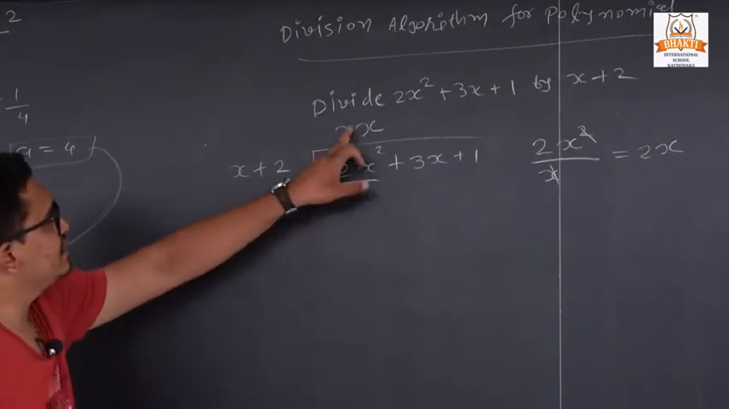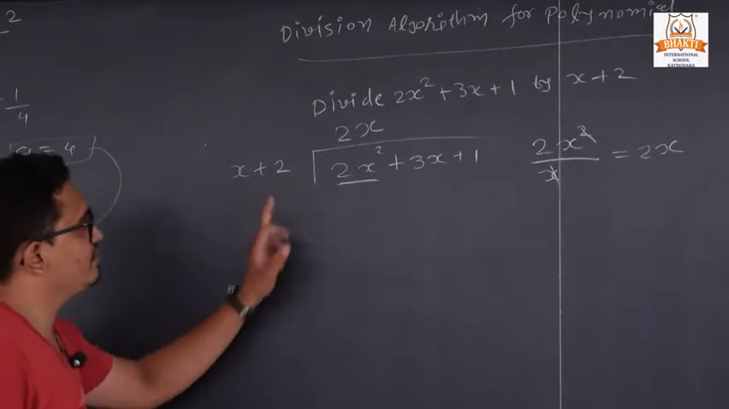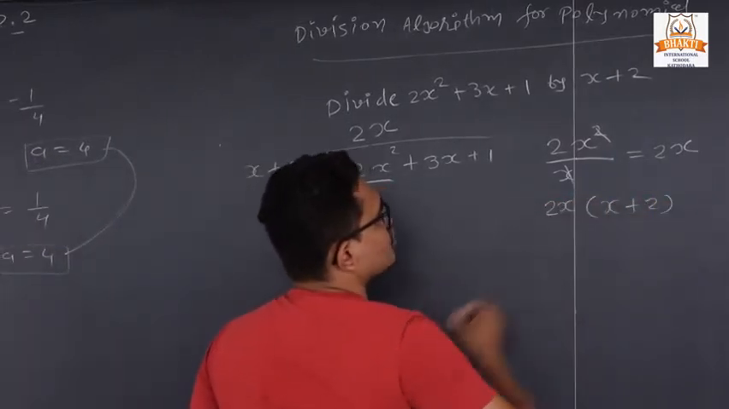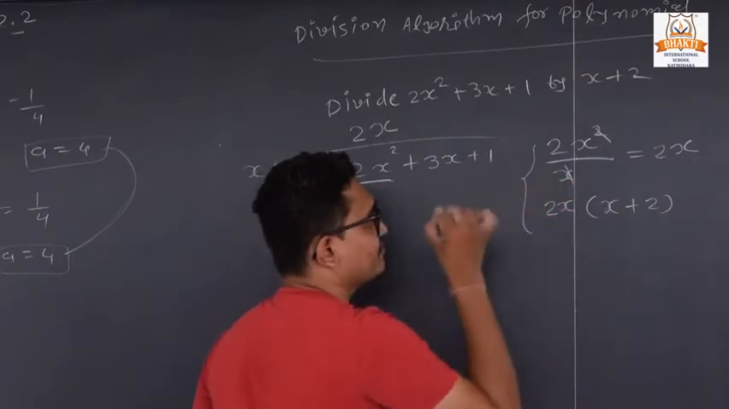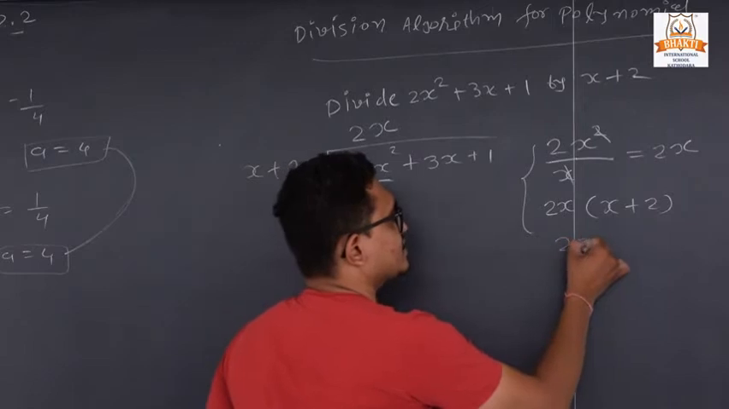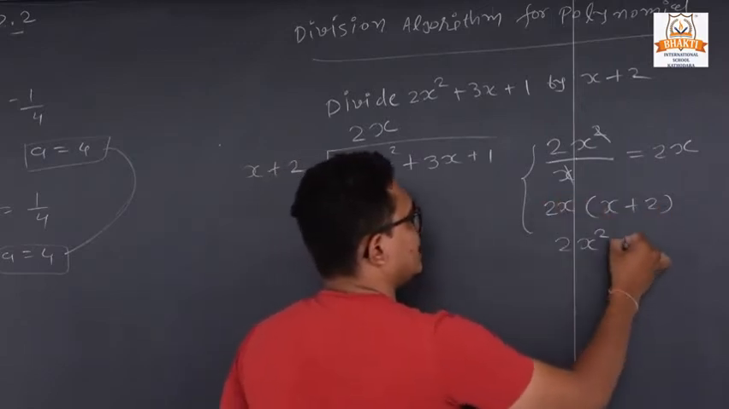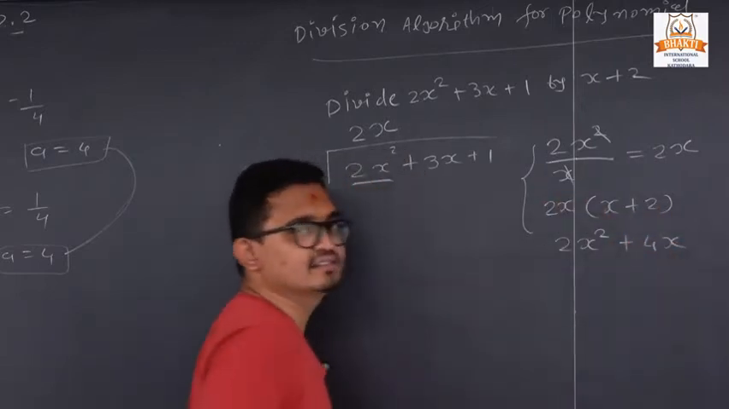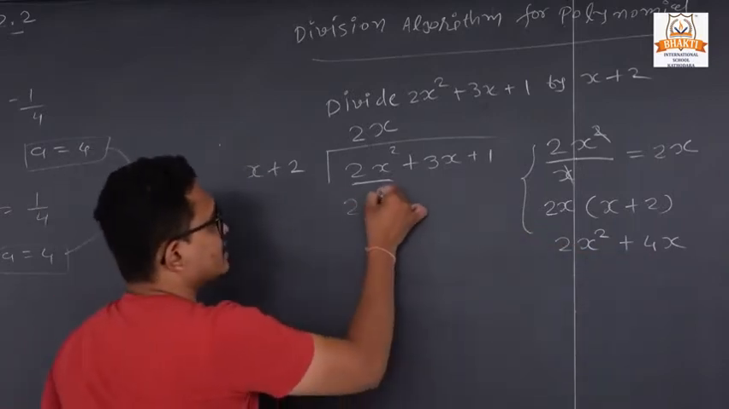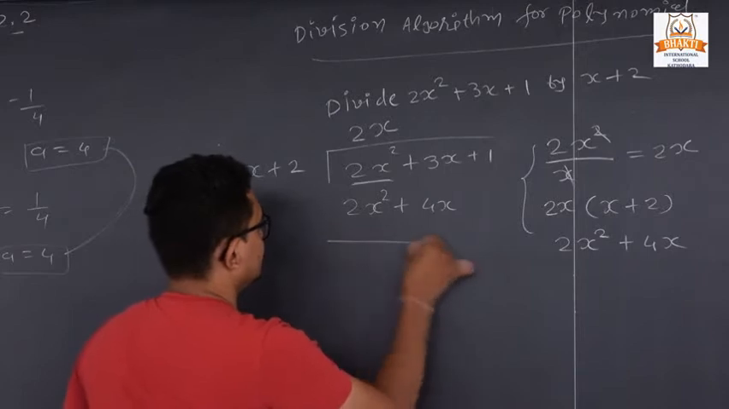Now 2x is multiplied with both terms. So we write 2x in bracket x plus 2. So it is our step 1. Now 2x is multiplied with x, so it will be 2x square. And 2 times 2x, it will be 4x. So we will put that value here. So 2x square plus 4x.